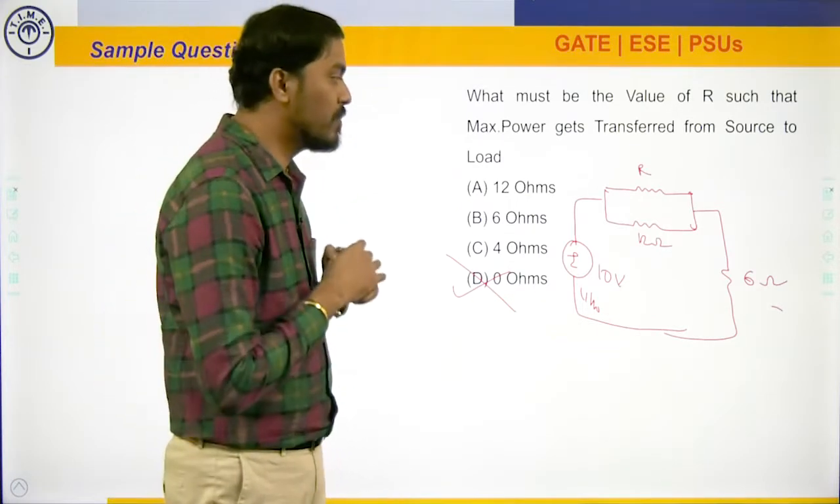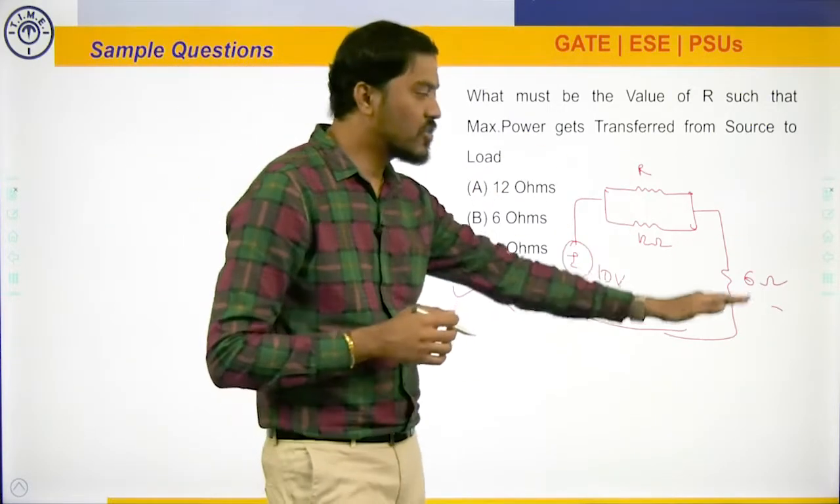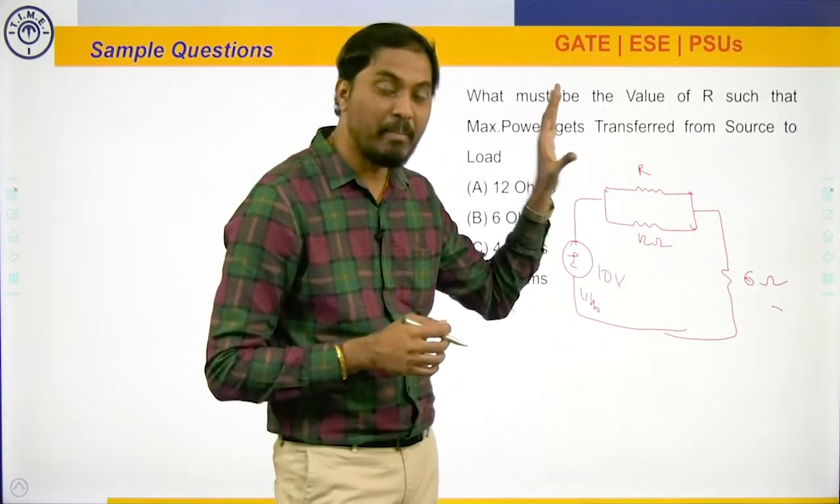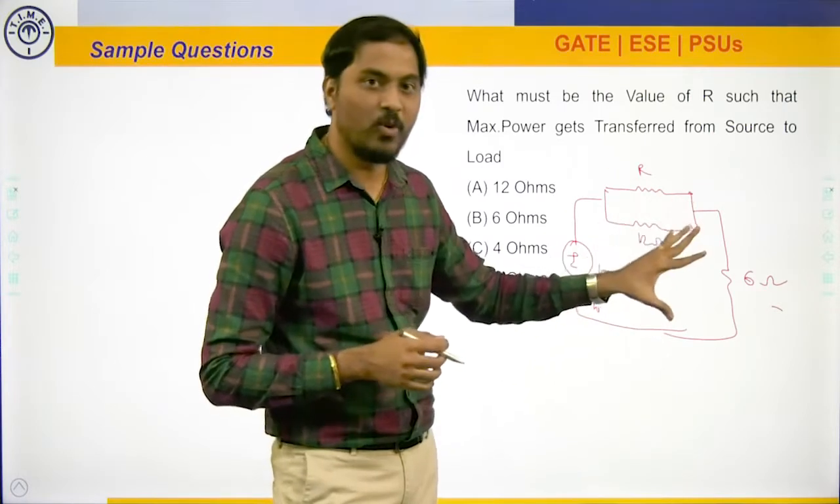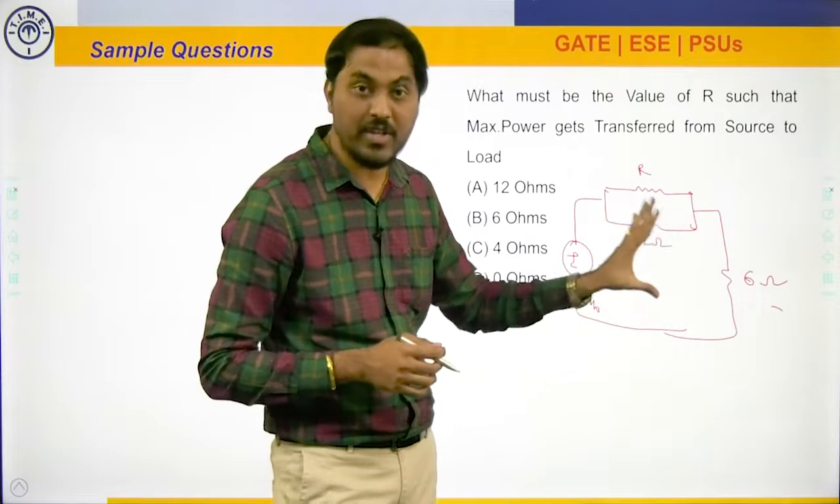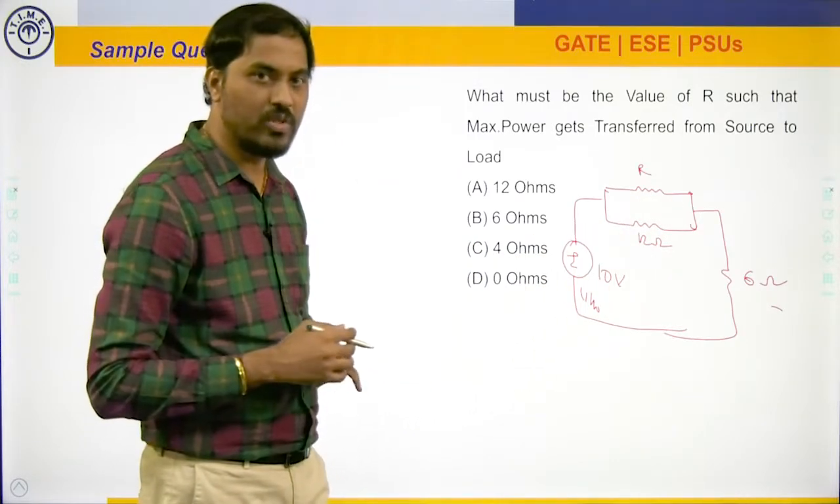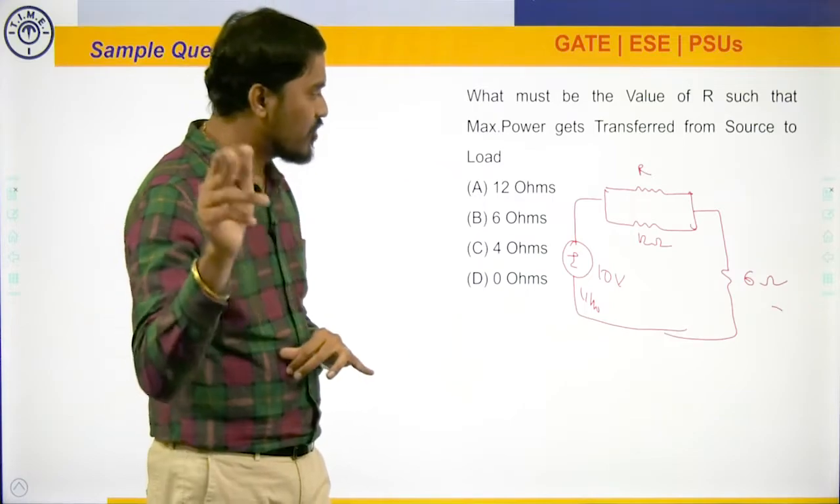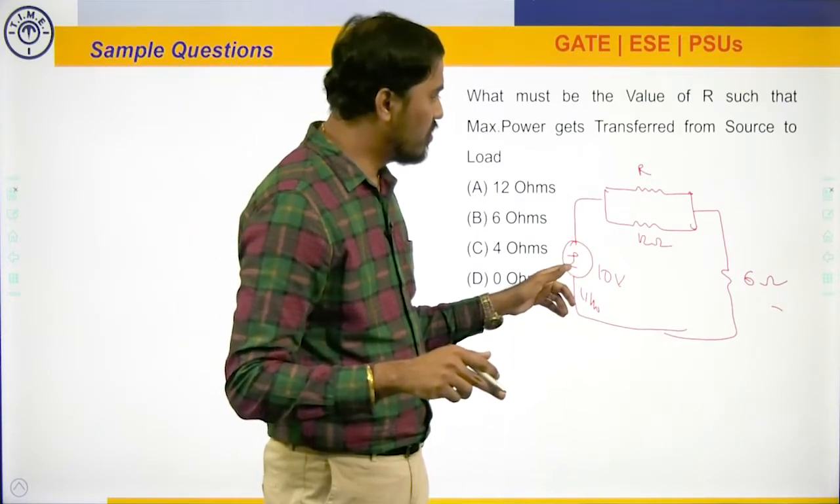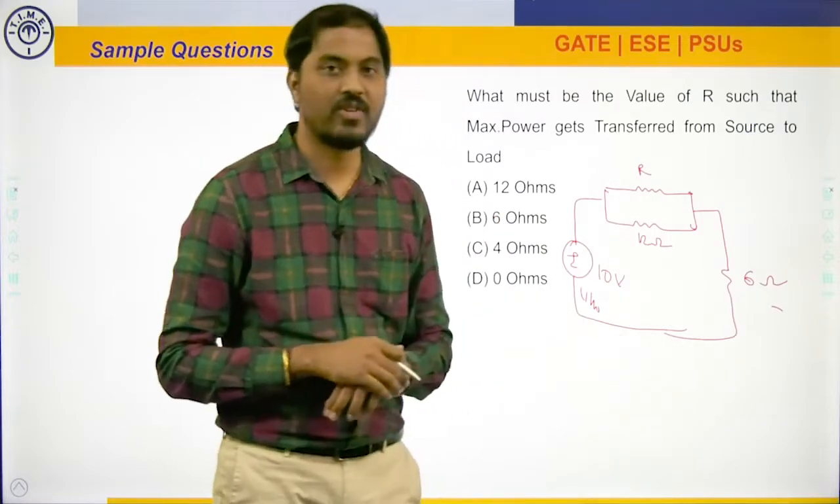Yes. In the previous case, can you please tell me what was the load resistance? 6 ohm was the load resistance. It is mentioned. This is load, this is source, this is RTH, this is RL. He mentioned it. But here, did he mention anything about who is load and who is source? No. If I ask you one more question, what do you think is the load resistance here? If you say 6, it's wrong.